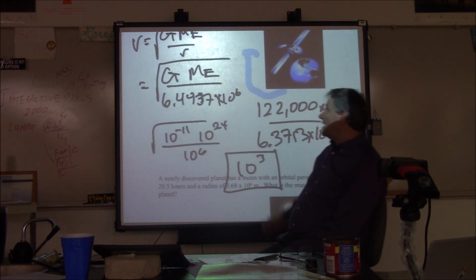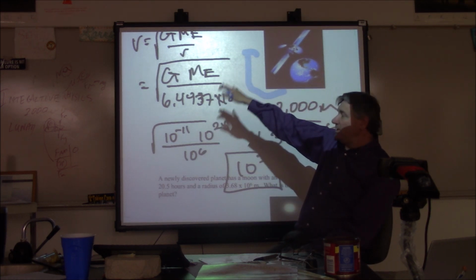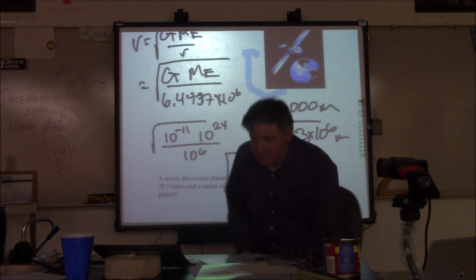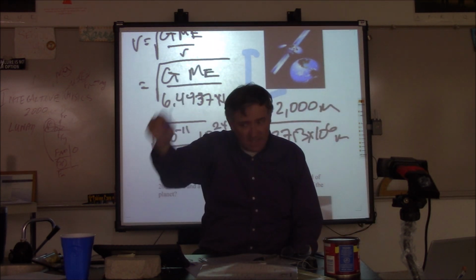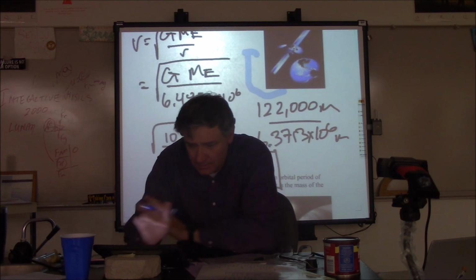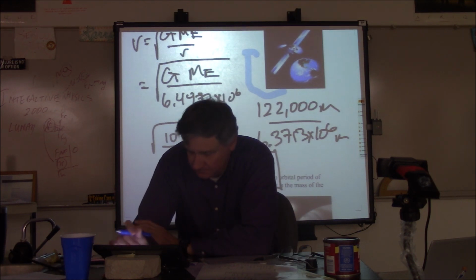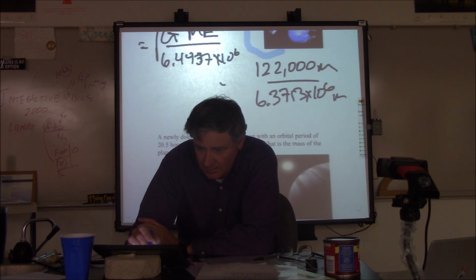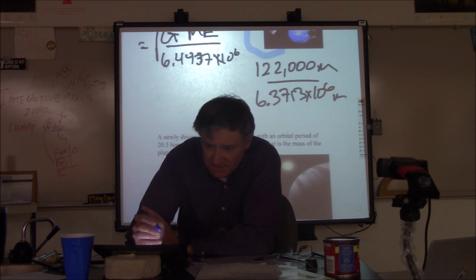Now, somebody actually crunch this number. Take big G times the mass of the Earth divided by 6.4937 times 10 to the 6th, and then don't forget to take the square root of that. So what'd you get?